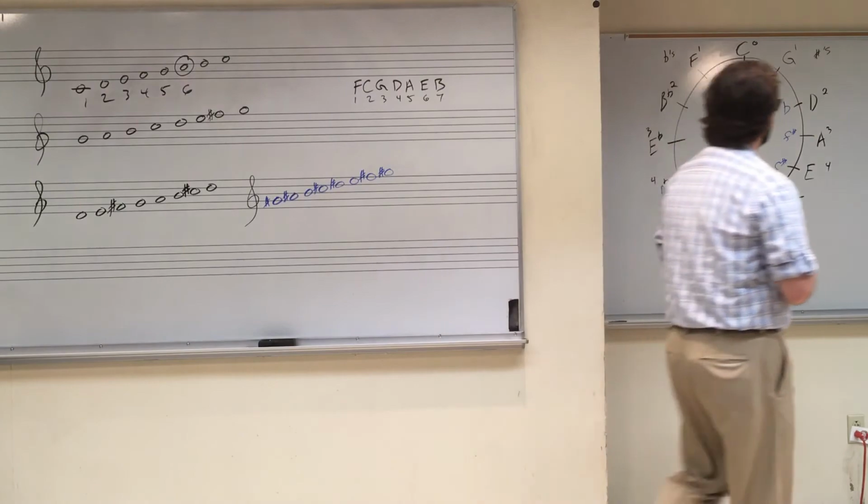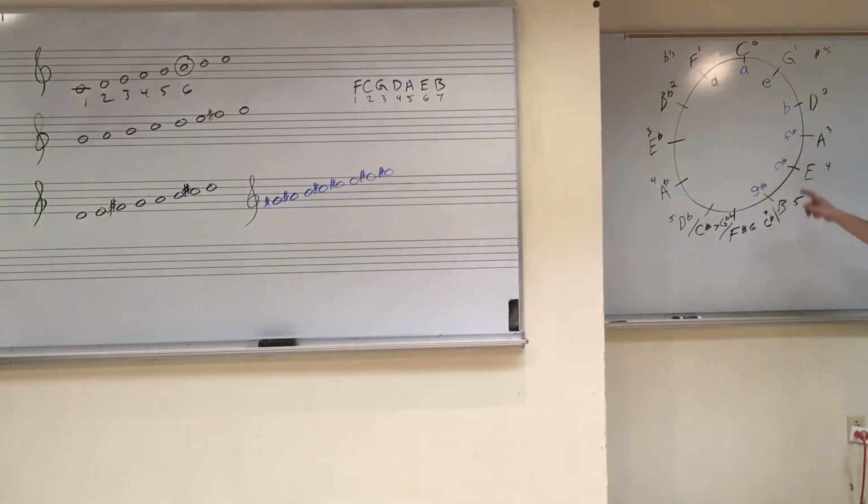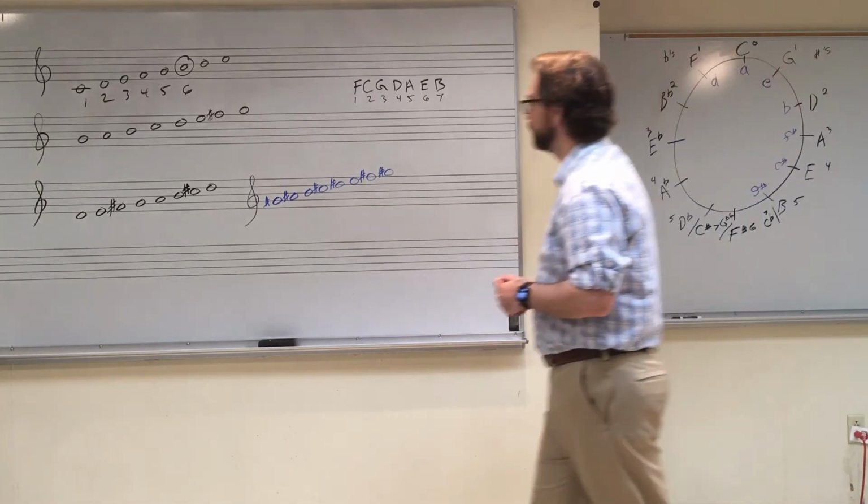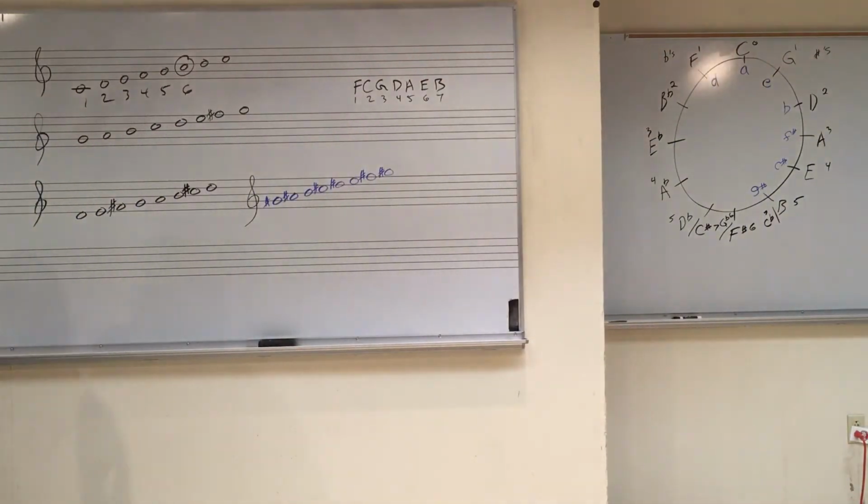So take a second and try and figure out the rest of your key signatures. I'm not going to give them all to you right now. I'm going to give you like 10 minutes to try and figure this out, and then maybe 5 minutes, and then we'll go over it as a class. So write out the scale if you have to.